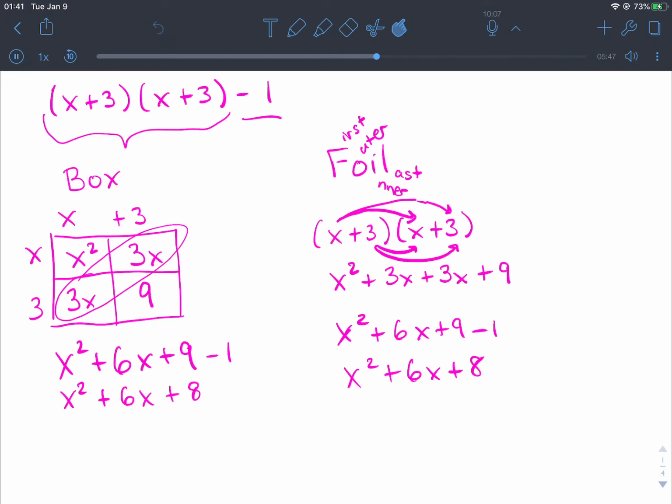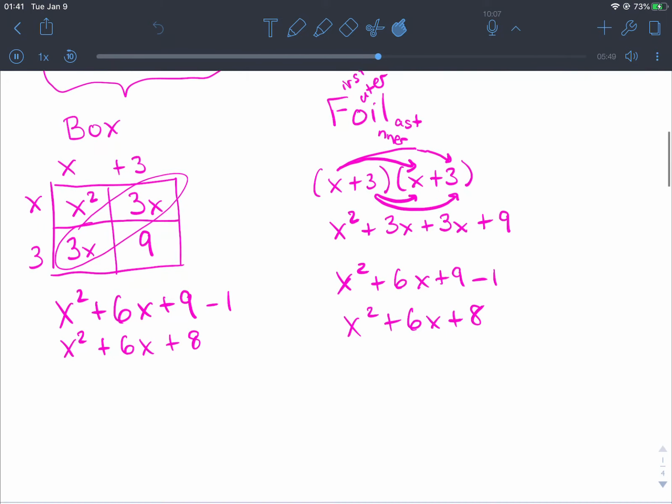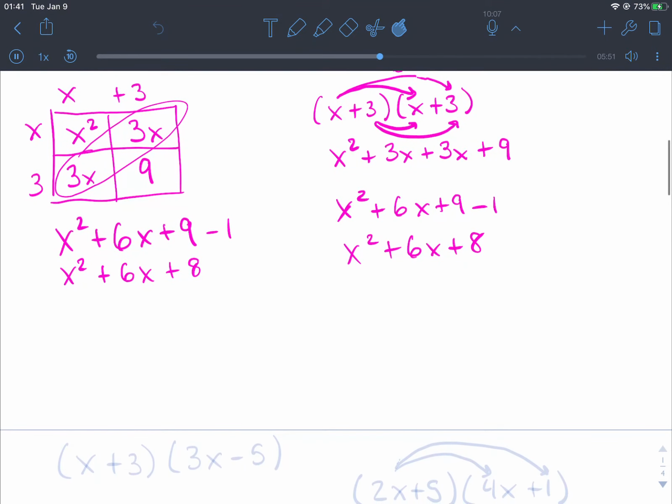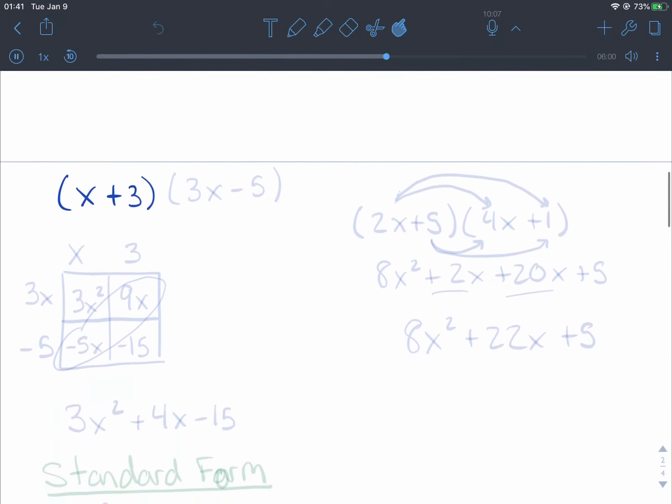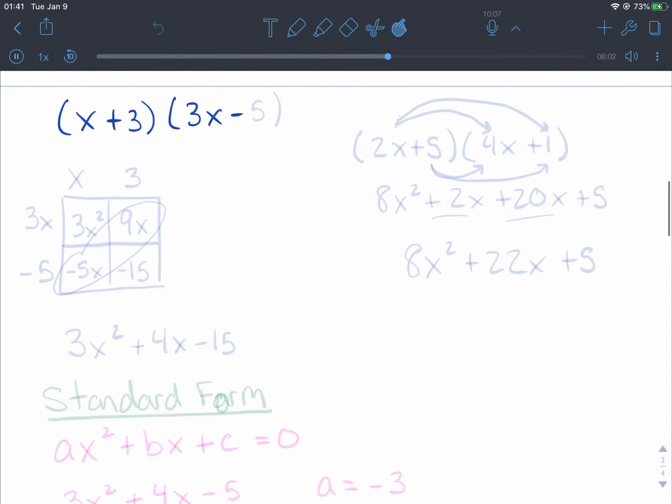So let's just do a couple examples of these, and let's just change the color just because. So this time, let's do x plus 3 times 3x minus 5. So for this one, I'll do the box method. So we have x plus 3.